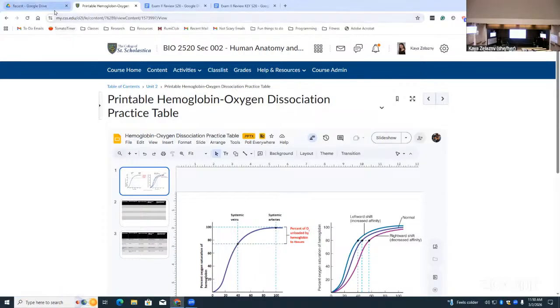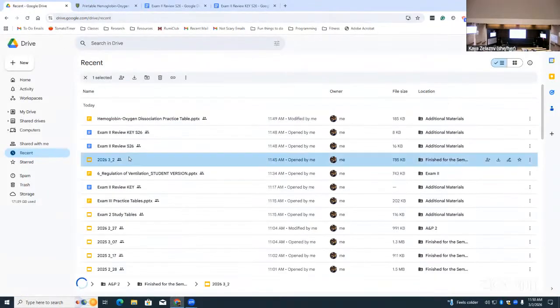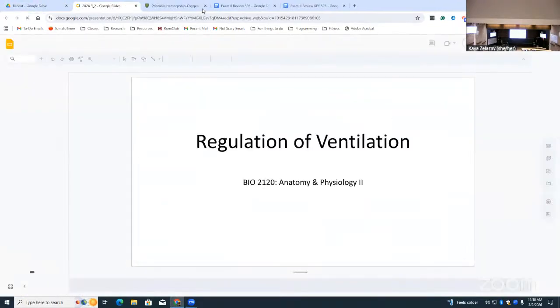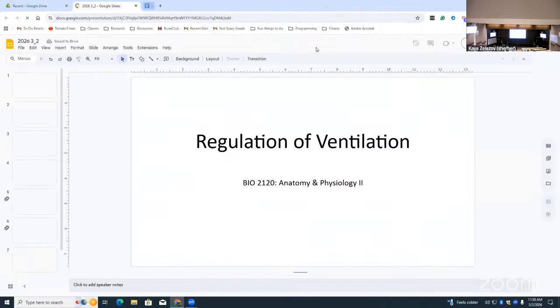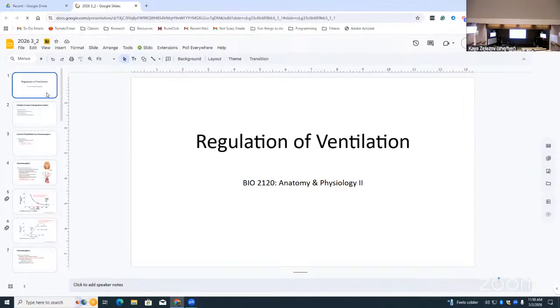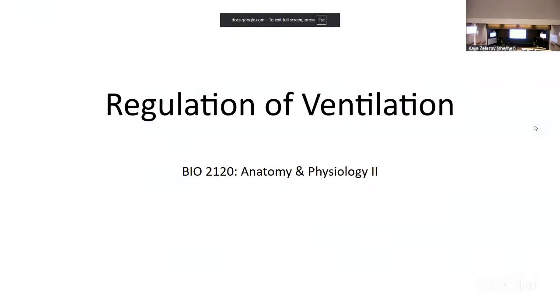Okay, so you can let me know if you have further questions on those after you take a look through, but we do have a little bit more content so that we can be done with regulation of ventilation stuff and leave our third unit entirely on the renal system. So we'll run through some more today.